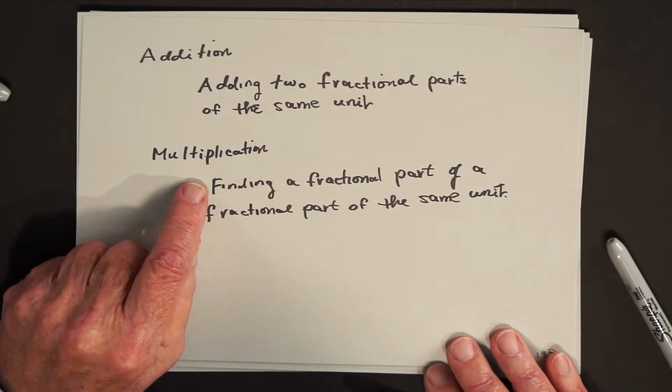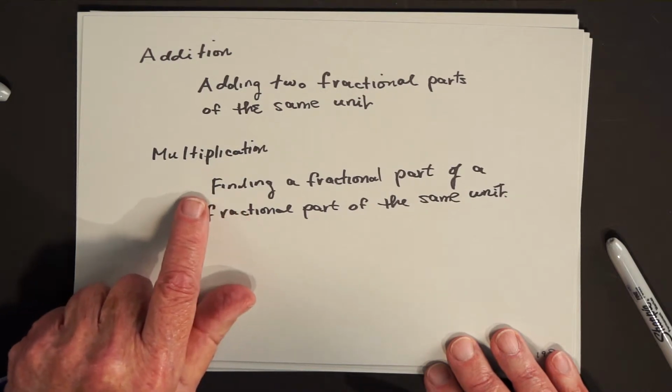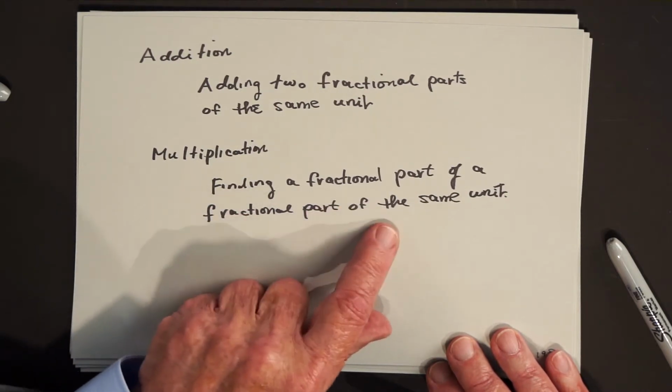When you're multiplying, you're taking a fractional part of a fractional part. In other words, you're taking 1/2 of 1/3 of the same cornbread. You're not taking a half of the cornbread, you're taking a half of the third.